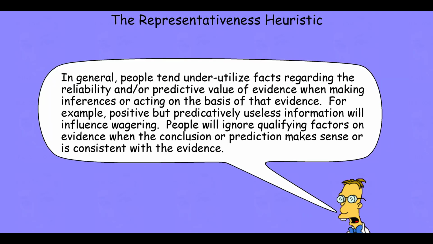So in general, what we find is that people tend to underutilize facts regarding the reliability and predictive value of evidence when making inferences or acting on the basis of that inference. For instance, positive but predictively useless information will influence wagering. People will ignore qualifying factors on evidence when the conclusion or the prediction makes sense or is consistent with that evidence. And so in the third and final lecture, we'll turn our attention to the other aspects of System 1. We'll look at deductive reasoning in System 1, and we'll look at those context-dependent inference strategies.